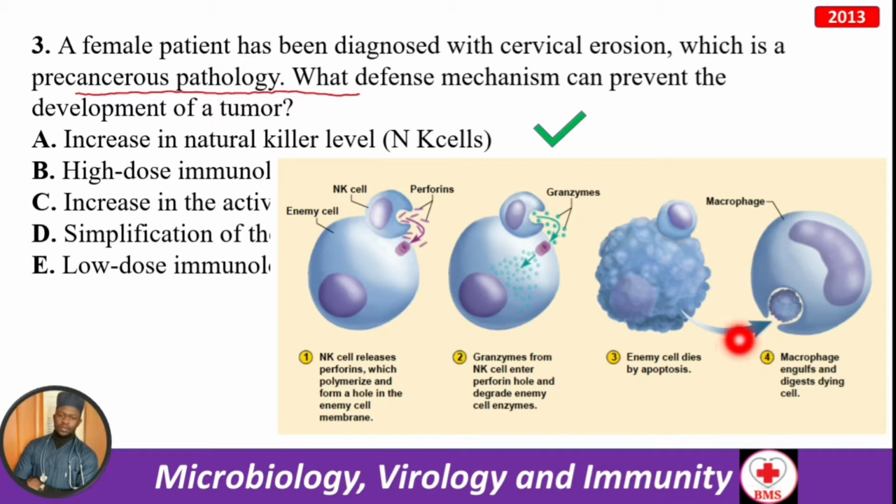And then macrophages, this is a macrophage, will come and engulf these apoptotic bodies, engulf and digest the dying cell. So in cancer, just to remember, natural killer cells.